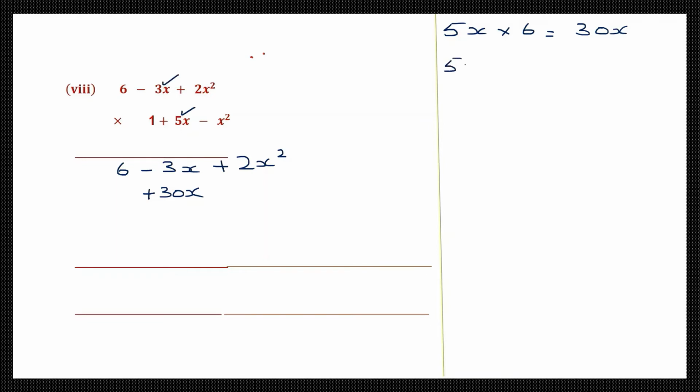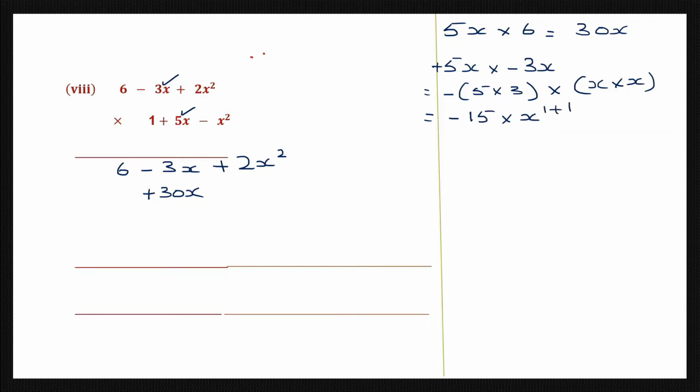So again take 5x and multiply it by minus 3x. So here plus into minus is minus. Then we take the numbers 5 into 3 and then we take the literals x into x. So that will be minus 5 3s are 15 into x to the power of 1 plus 1. Finally, we get minus 15x squared. So do we have a column? Yes. So let's write it there. Minus 15x squared.